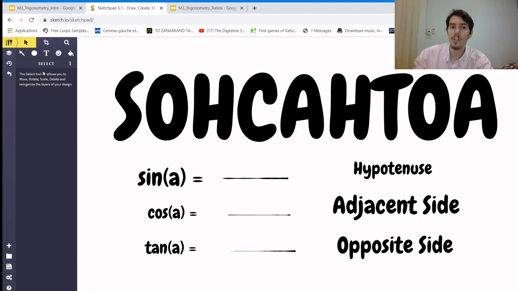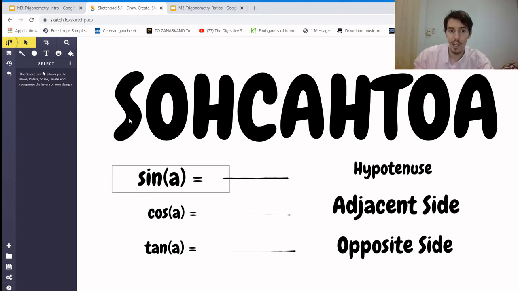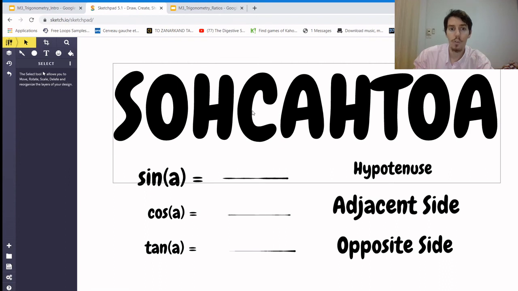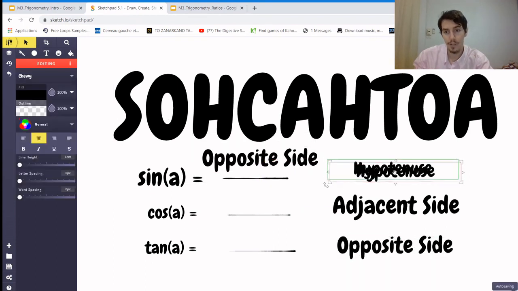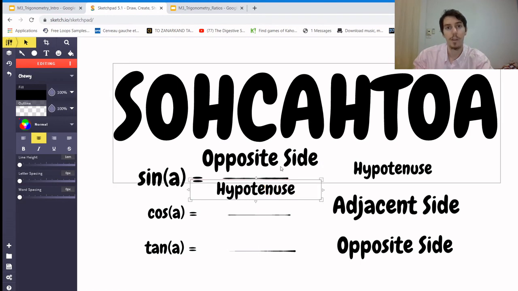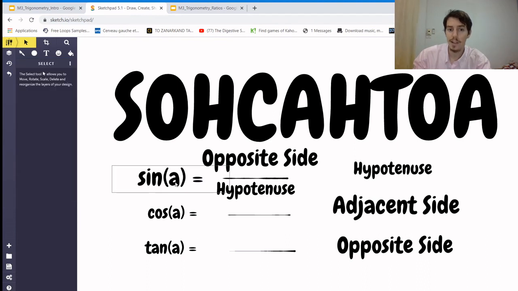And now if we look at SOHCAHTOA, we see that the first part is SO, S-O-H. The meaning is sine, sine SO is O, opposite side, over H, hypotenuse. And bam, we just did it. Don't need to remember a lot of things. Because we know SOHCAHTOA, we know that sine theta is opposite side over hypotenuse.